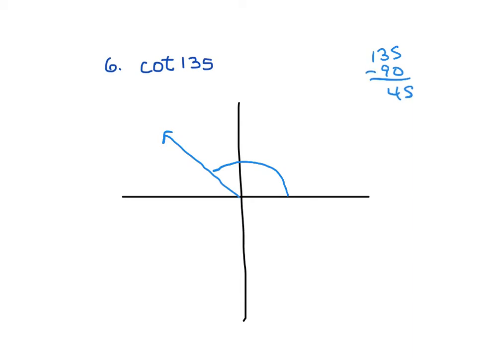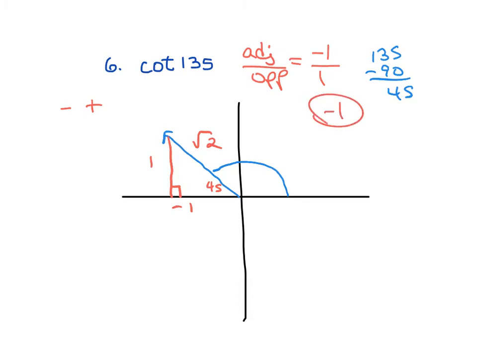So again, when you make your reference angle and create your triangle, it's going down to the x-axis. So this is a 45 degree reference angle. Remember here the sides are 1, 1 and square root 2. Signs in quadrant 2 are negative, positive. So this one is negative. So in reference to the 45 degree angle, cotangent uses adjacent over opposite. So the side adjacent is negative 1. The side opposite is positive 1. So the answer to this is negative 1.